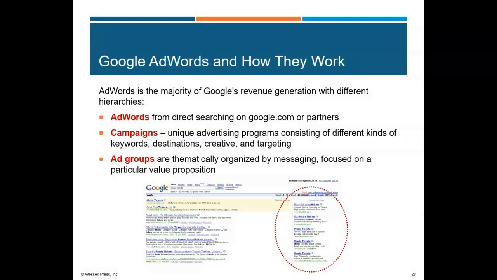Google AdWords and how they work. AdWords is the majority of Google's revenue generation with different hierarchies. AdWords from direct searching on Google.com or partners. Campaigns, unique advertising programs consisting of different kinds of keywords, destinations, creative, and targeting. Ad groups are thematically organized by messaging, focused on a particular value proposition. So somebody puts in music tickets, all of these links come up, but look, you have these other quick links on this side.